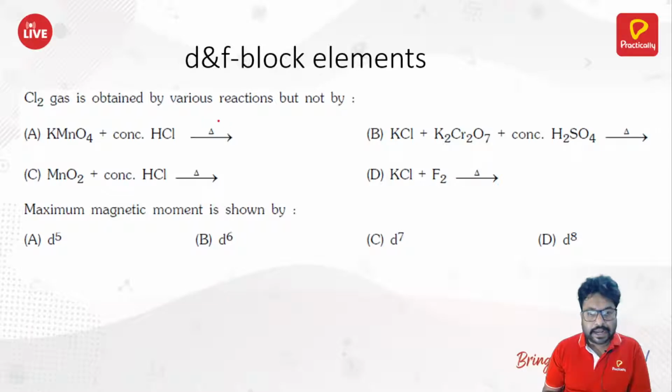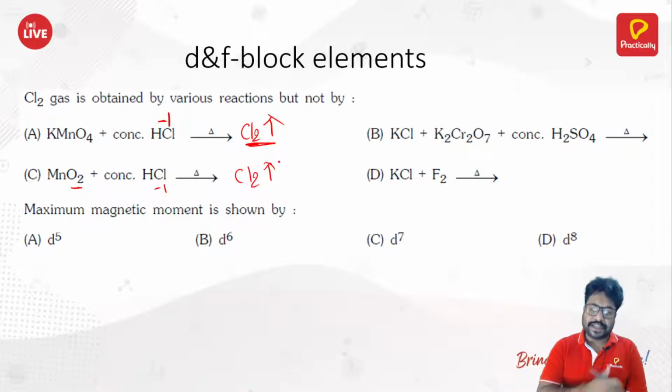Cl2 gas is obtained by various reactions, but not by this one. When you react KMnO4 with concentrated HCl, chlorine is in the -1 state here. So from -1, it goes to 0 oxidation state in Cl2. So it happens here. Here, MnO2 plus HCl. Here also your chlorine goes from -1 to 0 oxidation state in Cl2, and obviously some other products are also forming.